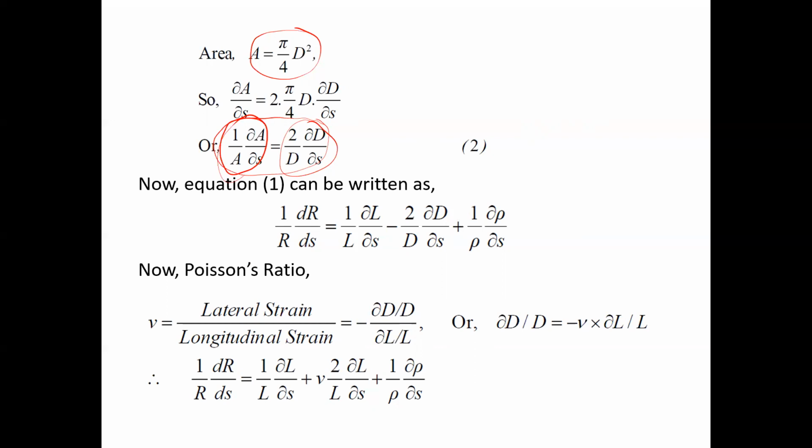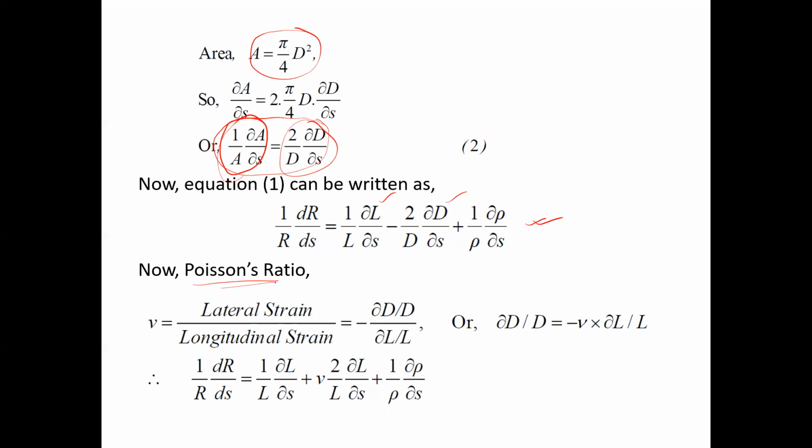So after replacing 1 by A into del A by del S with this in terms of the diameter, the modified expression will be this one. And in order to further simplify, a constant is going to be introduced over here, that is called the Poisson's ratio. While we are going to further simplify, we are not going to keep both the length and the diameter. We're going to try to reduce it into less number of variables.